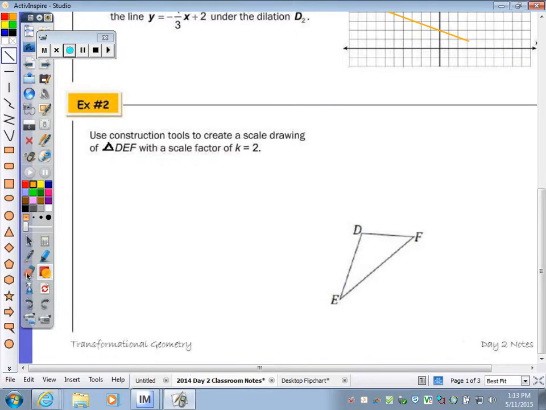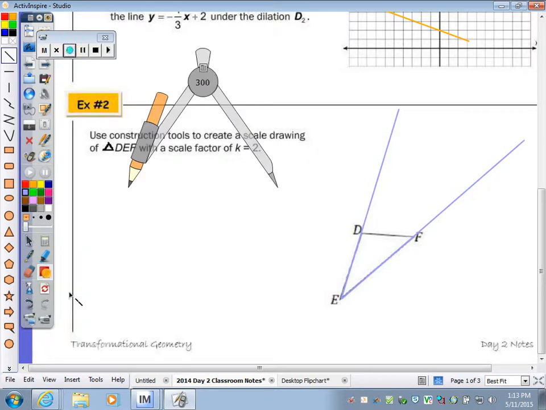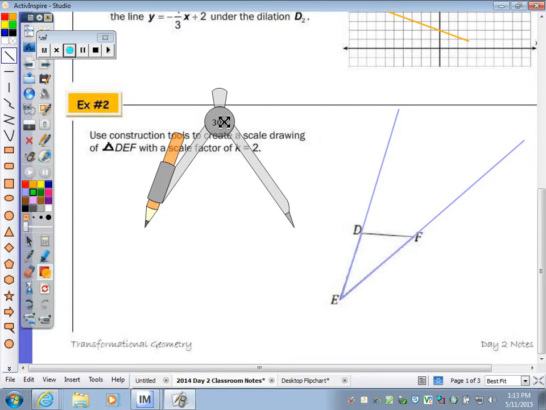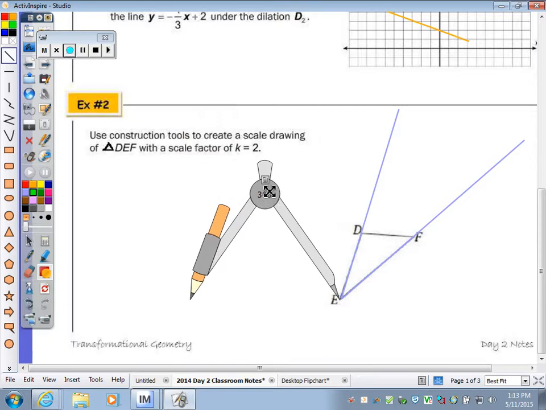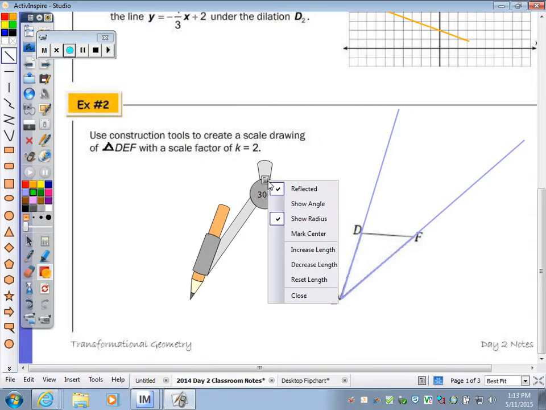So to do this construction, we extend the given side. With your straight edge, take your tool and extend. You can pick any two sides. I'm going to extend here and here. And remember, from the beginning of the year, to copy a segment, you take your compass, put it on your endpoint. You have to show that you measured.